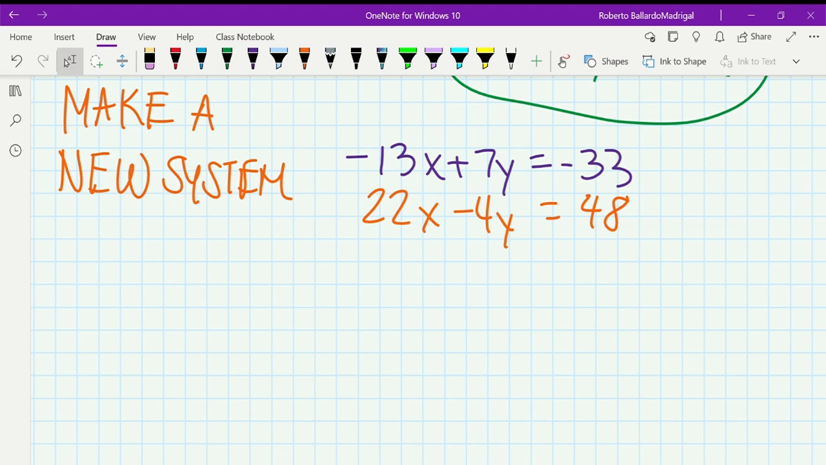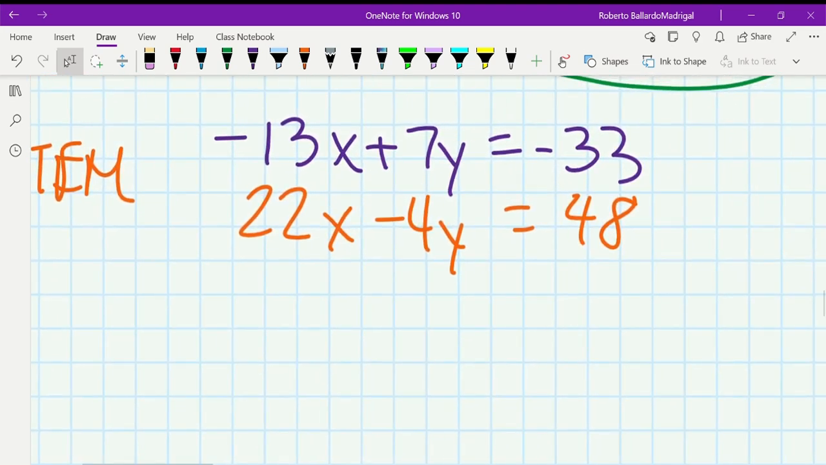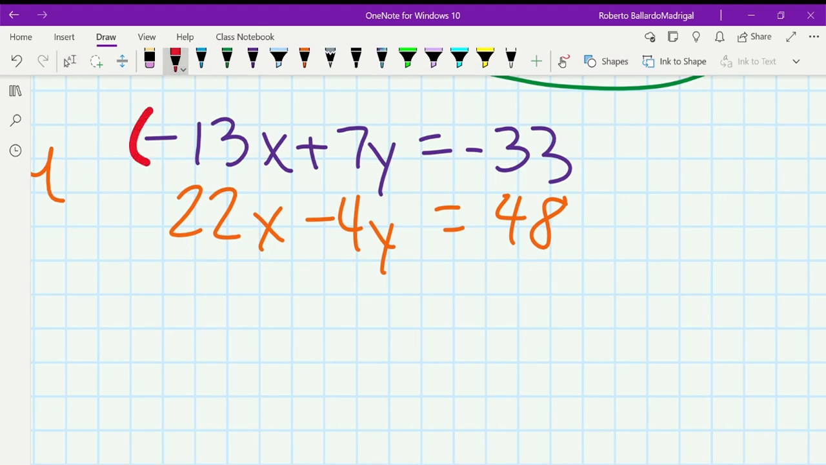7 and 4. What is the least common multiple of 7 and 4? 28. So, how do I get 7 to become 28? Multiply it by 4. How do I get 4 to become 28? Multiply by 7. Notice, negative 4. So I'm not going to multiply by a negative. I need one of these to stay negative. So both of these will get multiplied by positive factors, positive numbers.